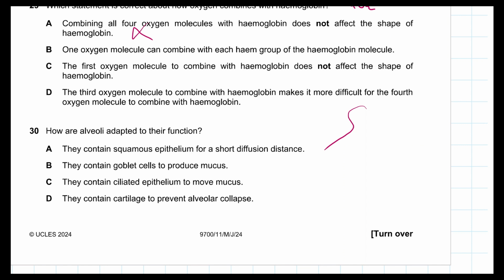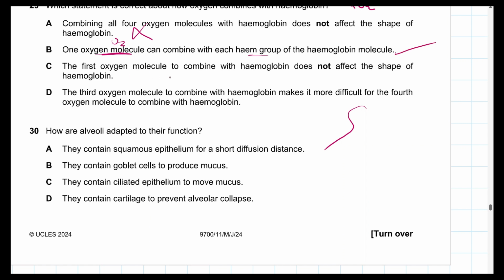For B, 1 oxygen molecule can combine with each heme group of the hemoglobin molecule. Now this is correct. Each heme group combines to 1 oxygen molecule. Be careful here of the wording, 1 oxygen molecule. And because we have 4 heme groups in a hemoglobin molecule, this means that it can bind to 4 oxygen molecules. Therefore, each heme group can combine 1 oxygen molecule, therefore this is correct.